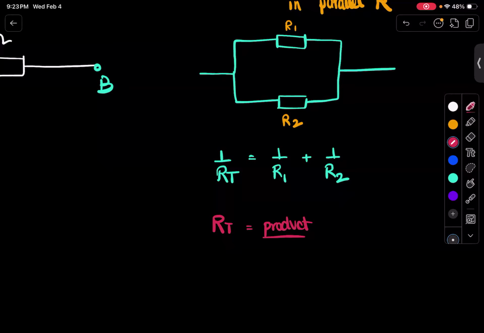Product over sum. What does that mean? That means in the numerator, you multiply the resistances. And in the denominator, you add the resistances, R1 plus R2. This is going to give you RT.